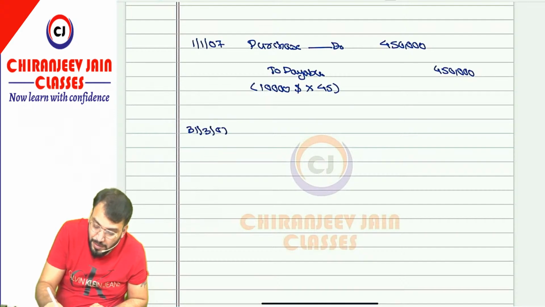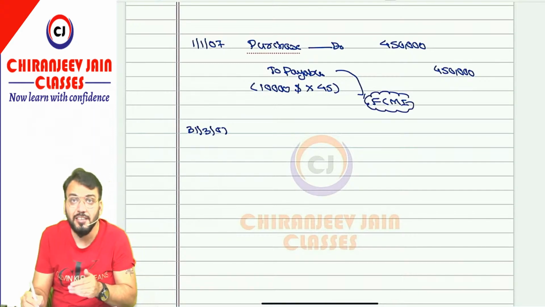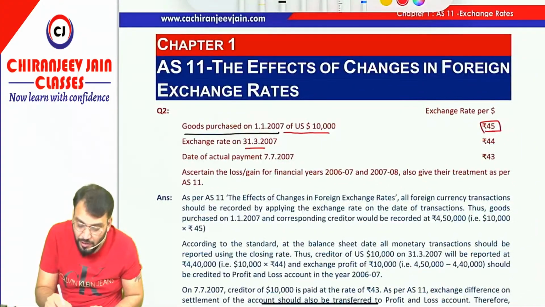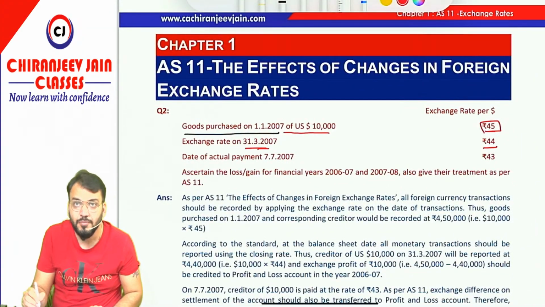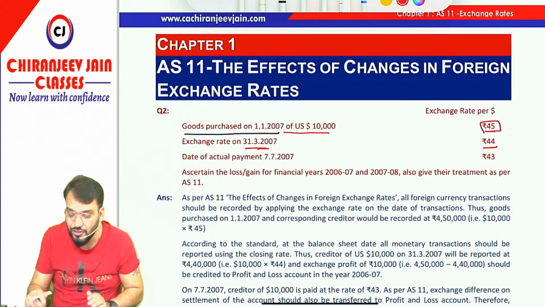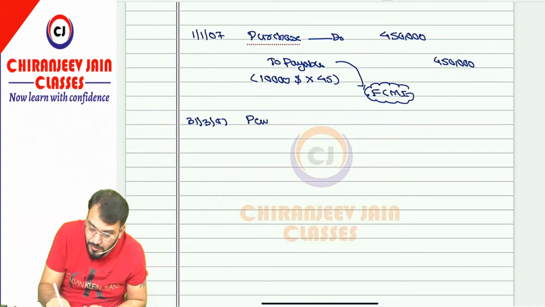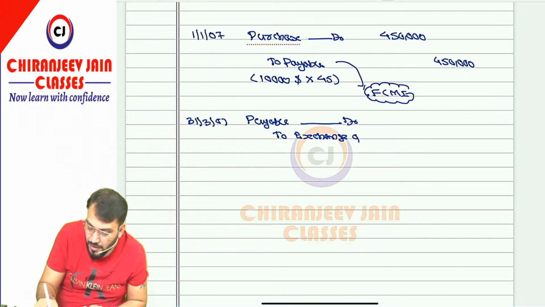Then of course year end will come, 31st March 2007. This payable is a foreign currency monetary item, so it will be translated using the closing exchange rate. What happened on 31st March 2007? The exchange rate on 31st March 2007 was 44. So your liability will decrease, therefore there is an exchange gain. What journal entry will you do? Because it was initially recorded at 45, now the rate has become 44. So payable to exchange gain, and this exchange gain will be transferred to profit and loss account.